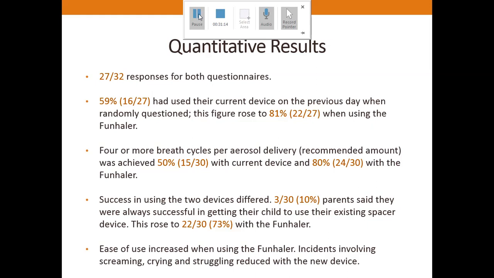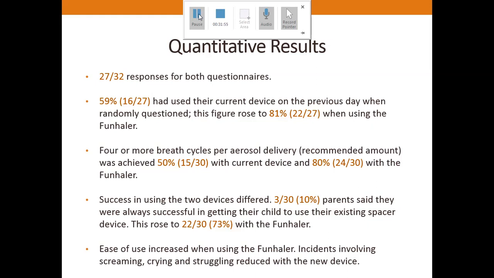So there were only about 3 children who continued to have problems. So 22 used it, no problems, they got the child to use it every single time. So out of the 27 that are left with the questionnaires, you've got 4 left over. So 3 continued to have problems, but only 3, whereas 1 became more successful over time at using the spacer when it was the Funhaler.